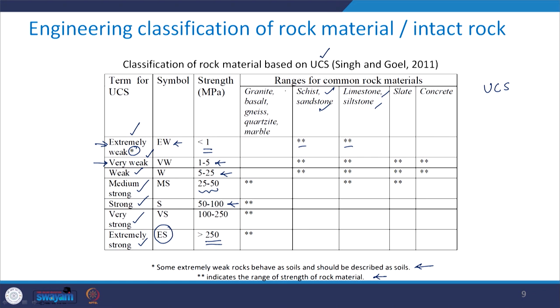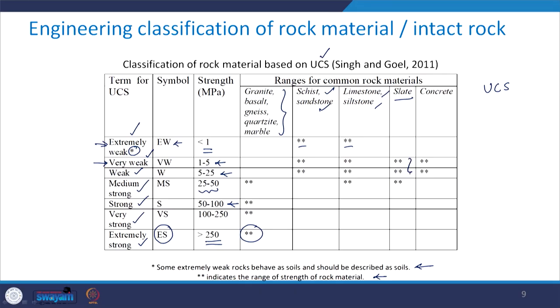Basically, the first category, that is granite, basalt, gneiss, quartzite and marble, fall under this category. So a range of typical rocks are given, and you can get an idea from this table. Let us say if I say it is a slate type of rock, you can see slate is here, so it may fall under these categories.